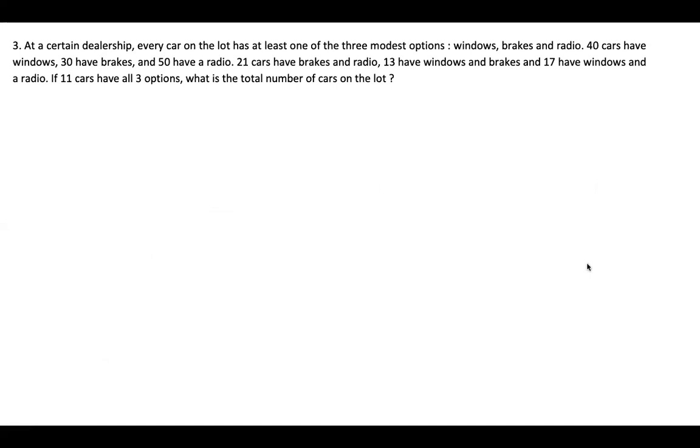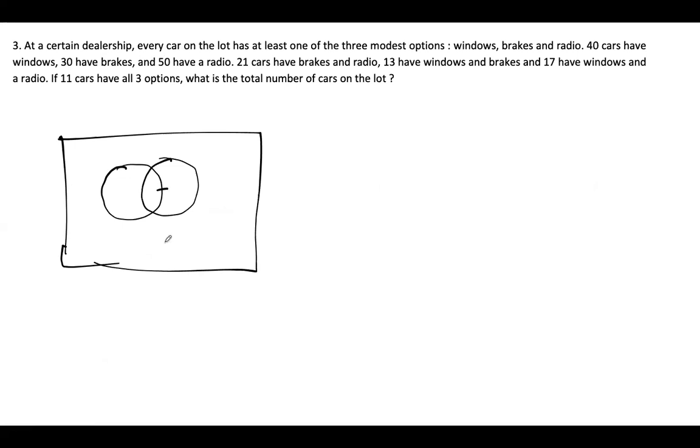Go for question number 3. At a certain dealership, every car on the lot has at least one of the 3 modest options. At least one of the 3 modest options. What does it suggest? It means one or more than one. That means none is 0. You need to identify it beforehand.